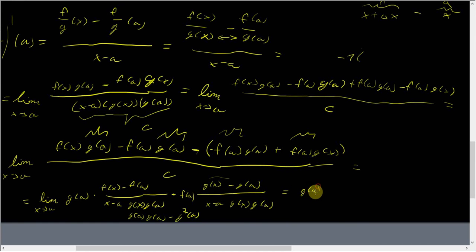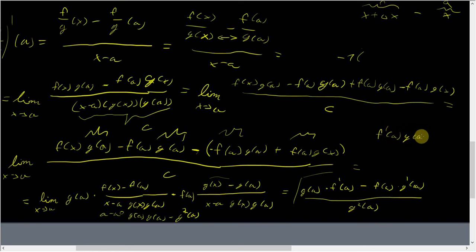What we get is g of a times the derivative of f at point a minus f of a times the derivative of g divided by x minus a. x is going into a, so what we have is a minus a, which goes to 0, and we have g squared of a, and that is our term. Obviously, how we write it usually is f derived of a times g of a minus f of a times g derived of a over g squared at point a.